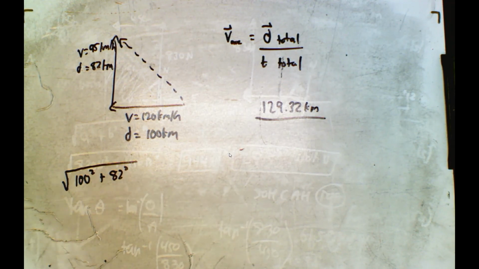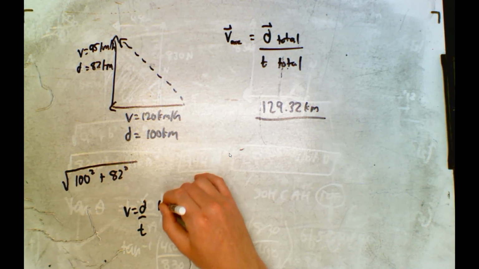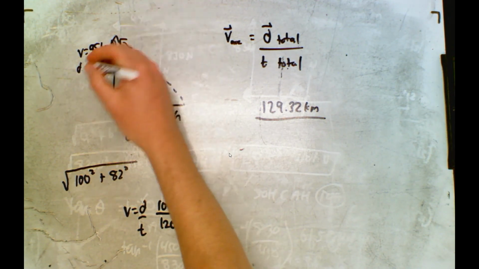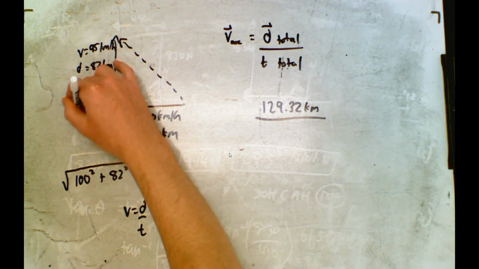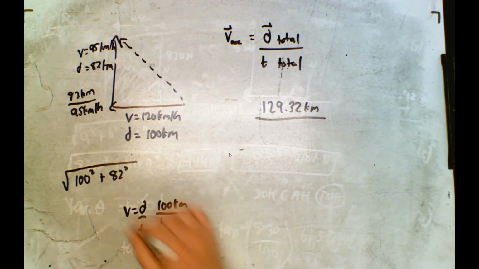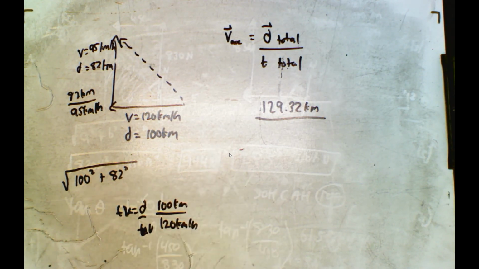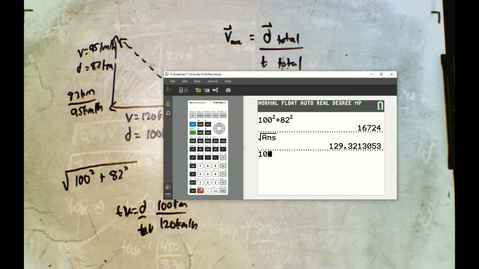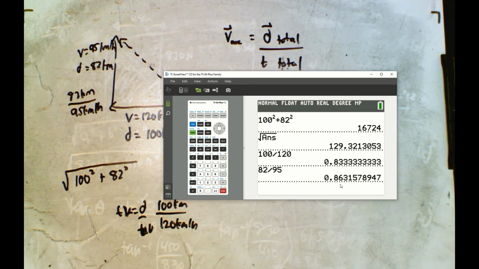Okay, and our total time, well, we don't have times here, but we can use v equals d over t, right? Because we go a distance of 100 kilometers at 120 kilometers per hour, and then we go a distance of 82 kilometers at 95 kilometers per hour. Oops, I didn't rearrange this. That's why we're doing it like that. So we can find our two times. So the first one is 100 over 120. And the second one is 82 over 95, which is that.